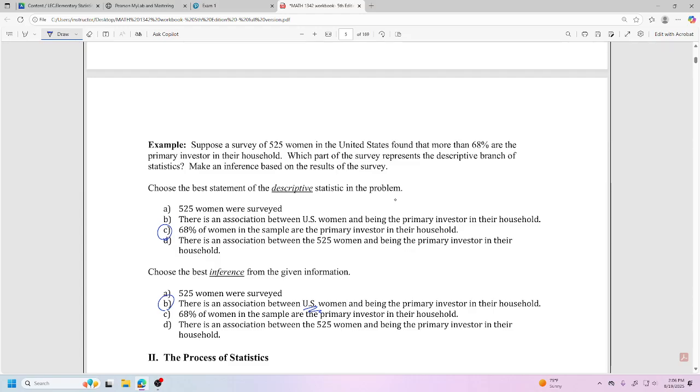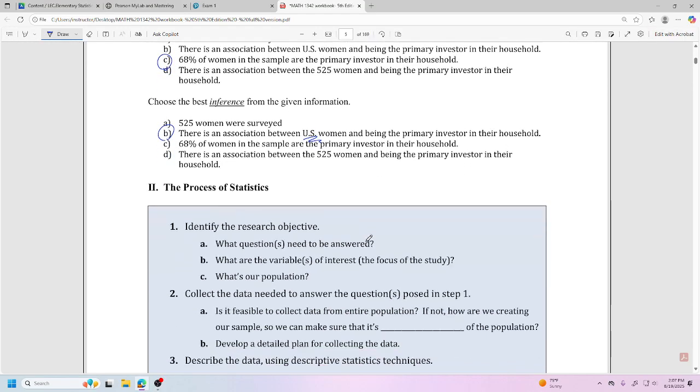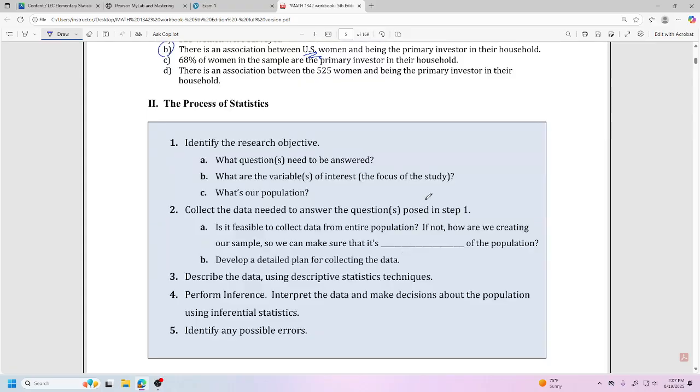There is an association between U.S. women being primary, whatever, blah, blah, blah, blah, blah. So again, we're just trying to say, I have only a sample. I can only get 525 people together, and that's fine. That's pretty good. And then I want to know what's going on outside of this. Good? Fun. Any questions?